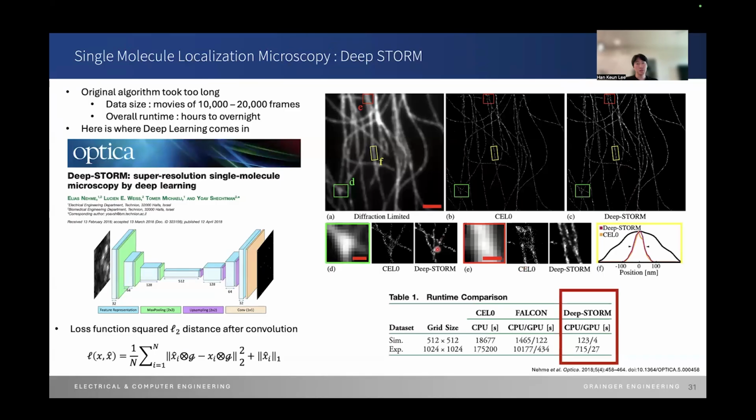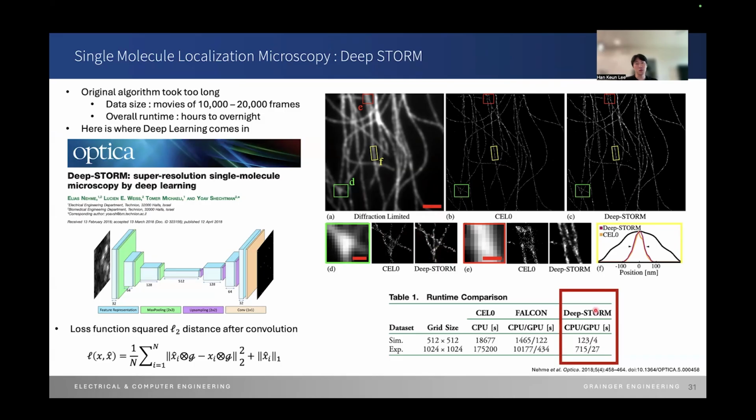They also show that their DeepSTORM was able to create a very similar super-resolution image compared to the diffraction-limited image. And you can also see that the original algorithm can result in a very crisp image. However, DeepSTORM was not. It's still kind of blurry.